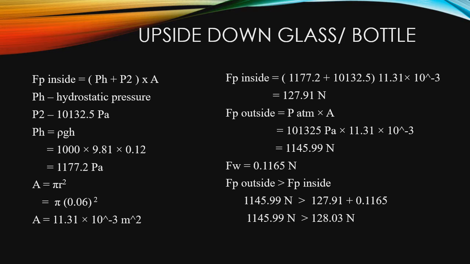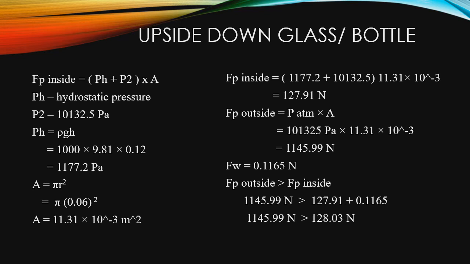For the outside of the glass, the formula is atmospheric pressure times area. The atmospheric pressure is 101,325 Pascal times 11.31 exponent negative 3, and we get 1145.99 Newton. I'm sorry. And then the last one is the force for the weight, equal to 0.1165. And we can make a conclusion.